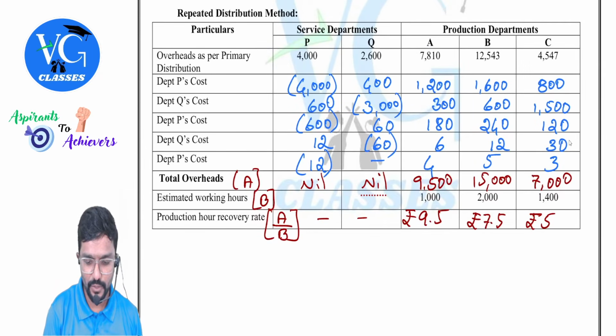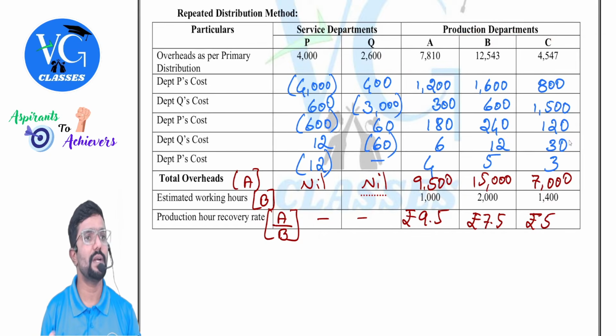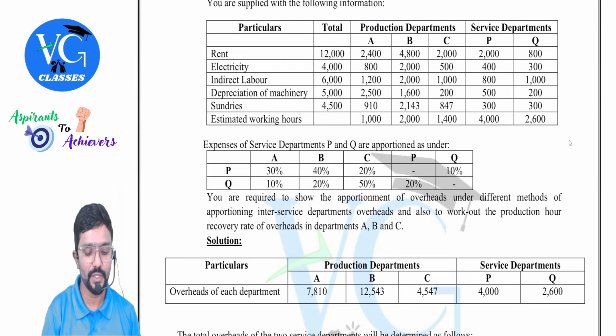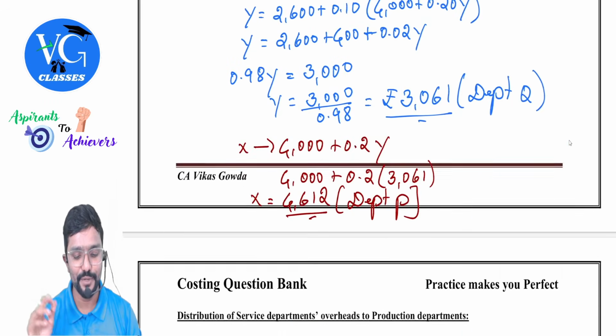How much is Q's cost, sir? 2,600 plus they have received from P how much? 400, which comes to 3,000. Distribute it to P, A, B, C. In what ratio, sir? Whatever ratio they have given in the question. Clear? Yes. And please be careful while redistributing it.